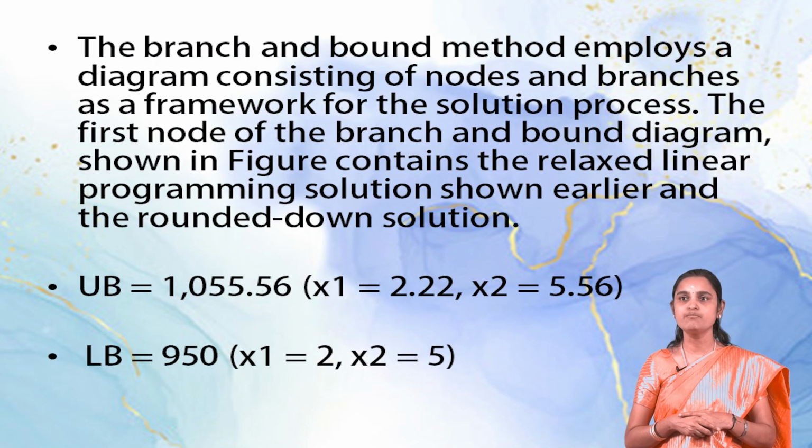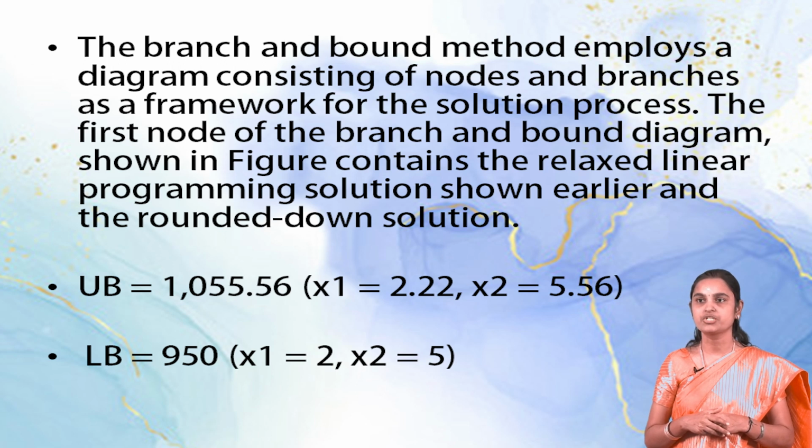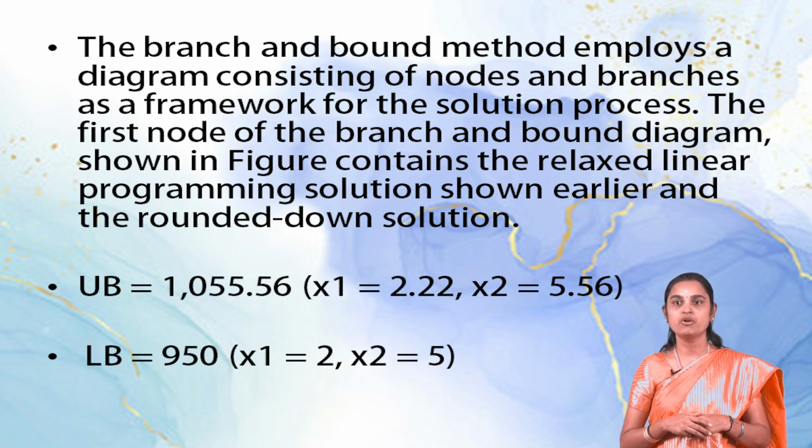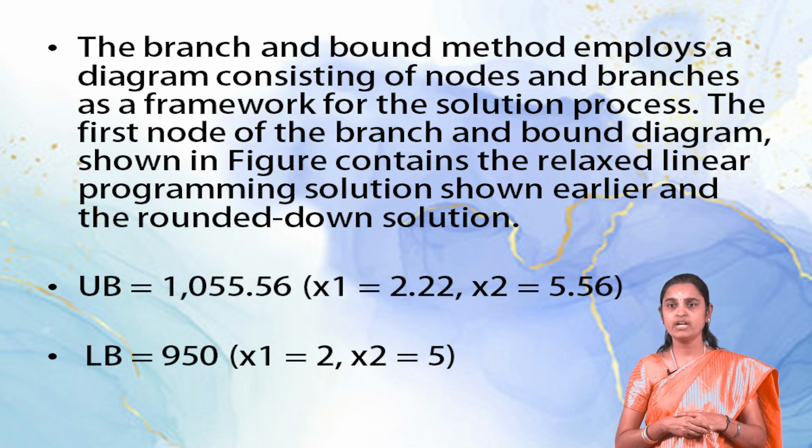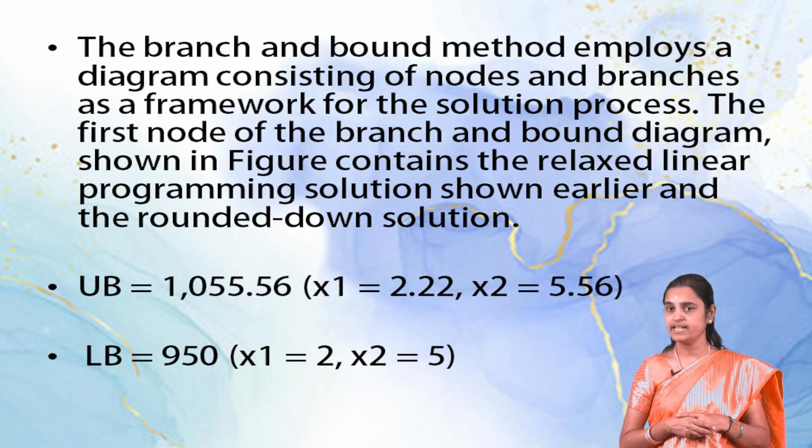The branch and bound method employs a diagram consisting of nodes and branches as a framework for the solution process. The first node of the branch and bound diagram, shown in the next figure, contains the relaxed linear programming solution shown earlier and the rounded down solution. Now the upper bound is equal to 1055.56, where x1 equal to 2.22 and x2 equal to 5.56. Note that x1, x2 and Z are not integers. The lower bound is 950, where x1 equal to 2 and x2 equal to 5.